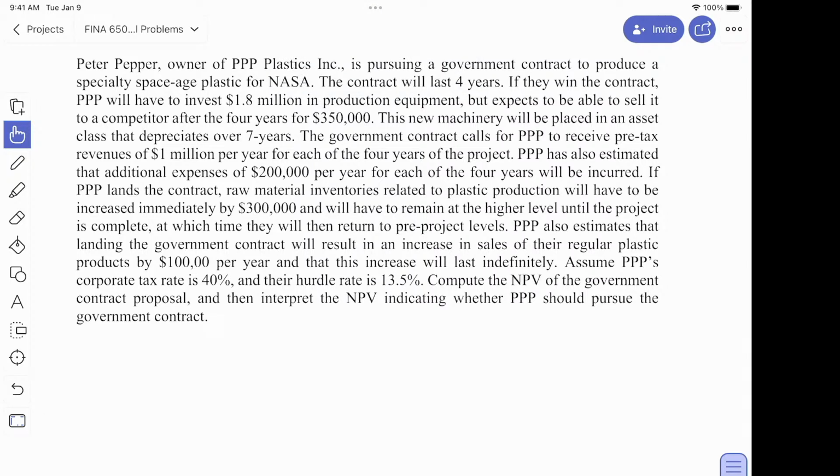Compute the NPV of the government contract proposal and then interpret the NPV, indicating whether the firm should pursue the government contract. So we're going to do this as I taught you in 3 parts.